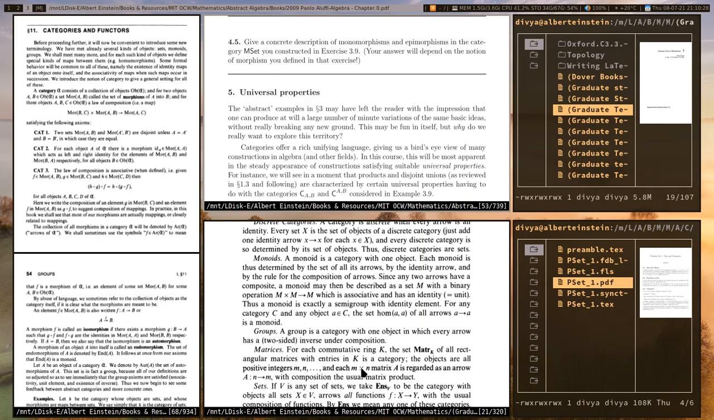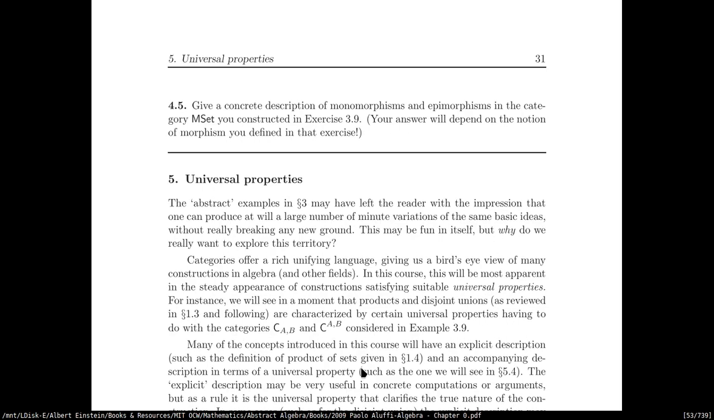Okay, so now let's see a few universal properties.